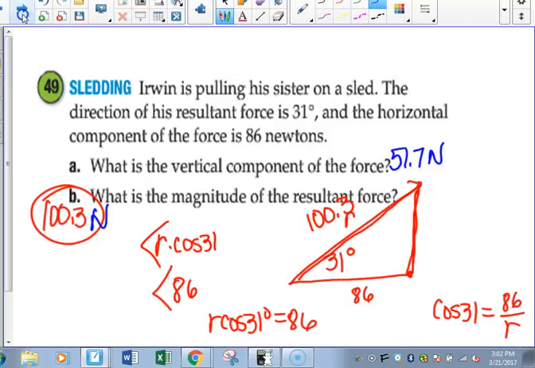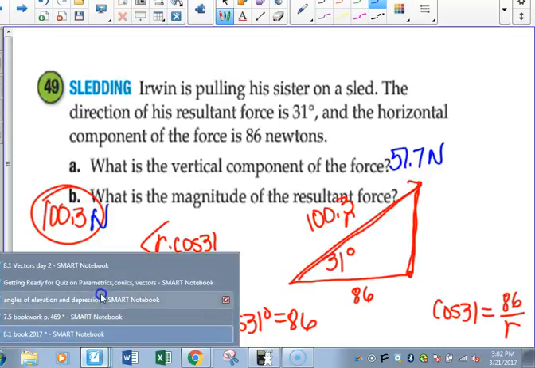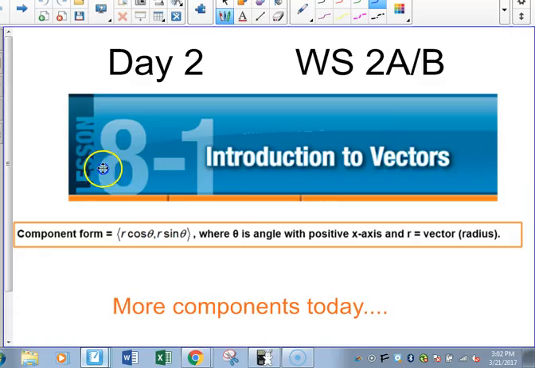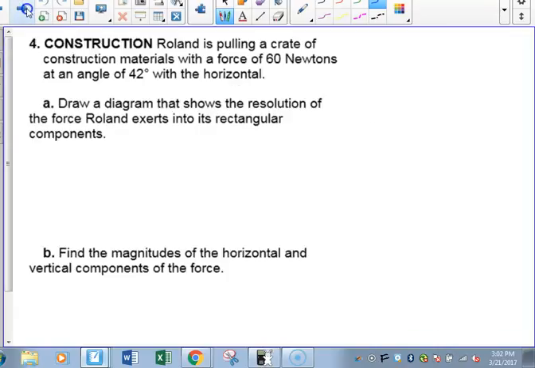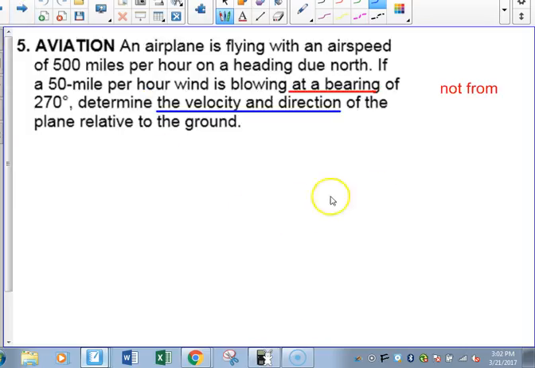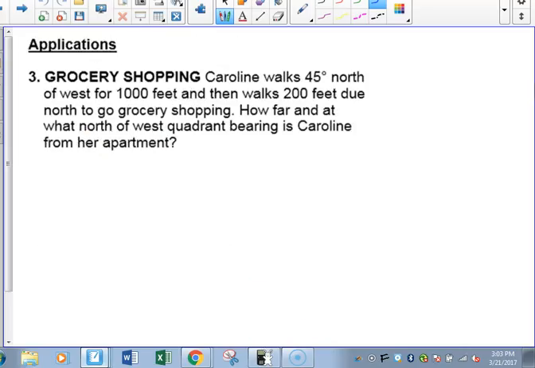All right, where am I going now? Worksheet 2. We can go back and do number 3. Number 5 for sure is a good question. Actually, can I do 3 first? And then I'll do 5, I promise, okay?